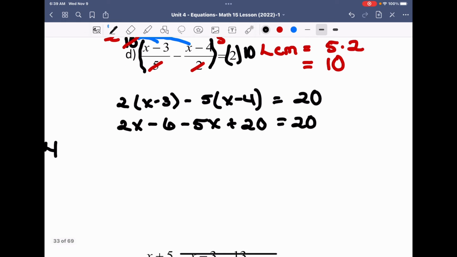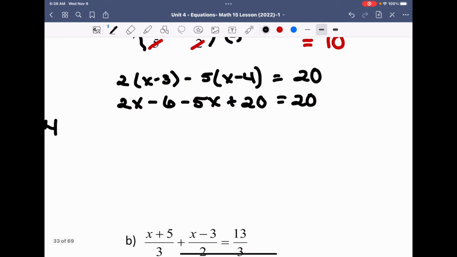Okay, now we have to combine our like terms here. So I have 2x minus 5x, which is negative 3x. I have 20 minus 6, which is going to be positive 14. This is equal to 20.